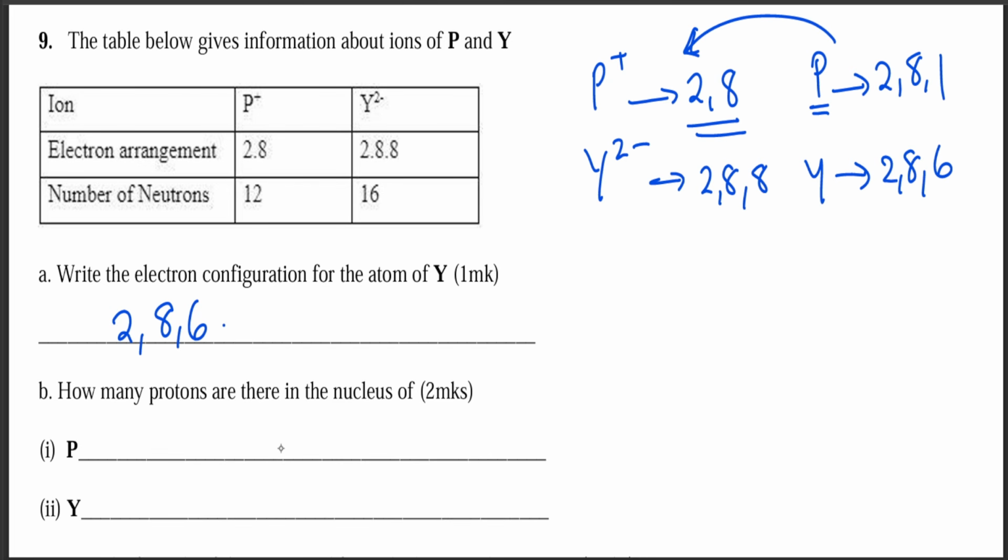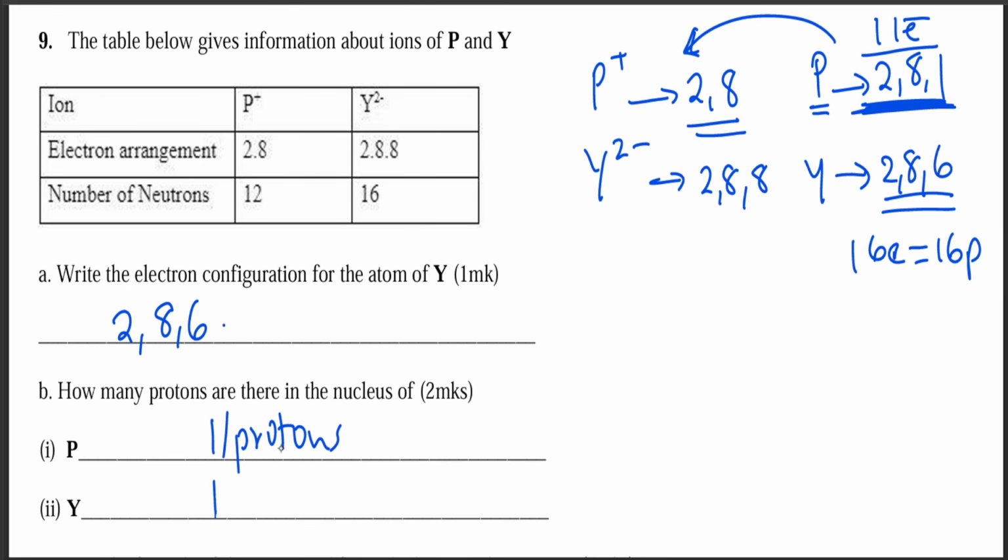How many protons are there in the nucleus of P? Its atom is 281. It means it has 11 electrons. In a neutral atom, the number of protons is equal to the number of electrons. So if it has 11 electrons, it will have 11 protons. The atom of Y has 16 electrons and therefore 16 protons. As simple as that.